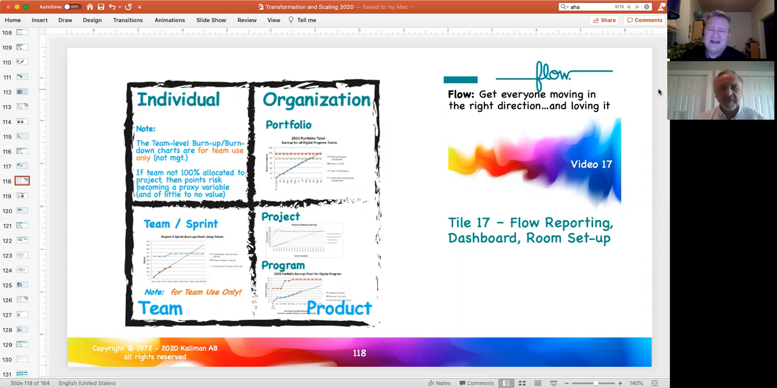Today we're looking at tile 17, which is flow reporting, the dashboards that we use, and room setup. And today we have with us Matt Boone, one of a handful of people who have actually worked with me when we've done this. So you actually have an eyewitness here. And I'm going to let Matt introduce himself on this next slide.